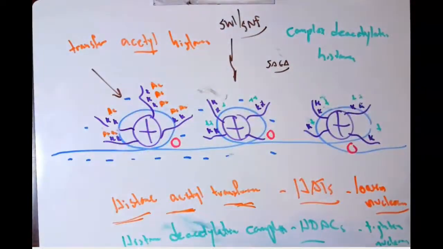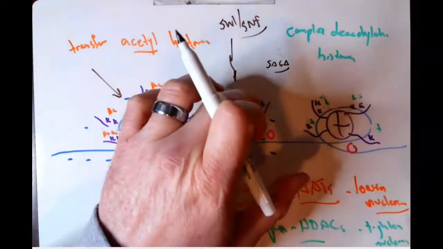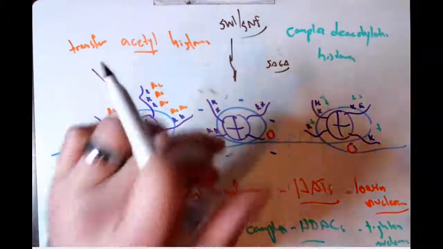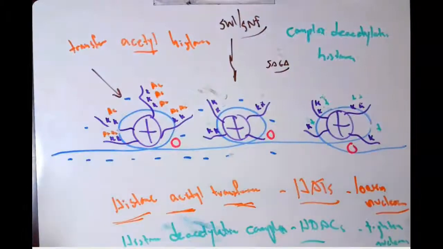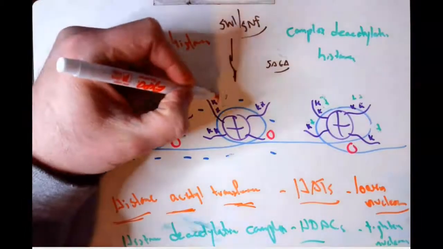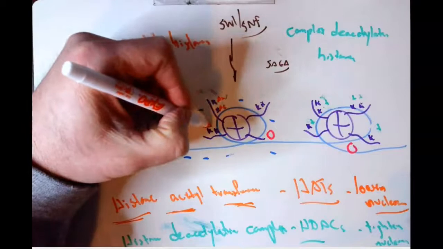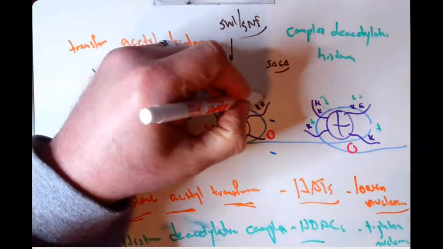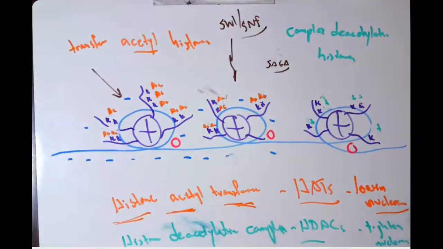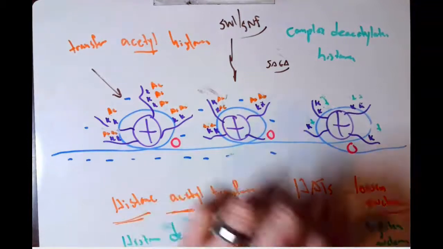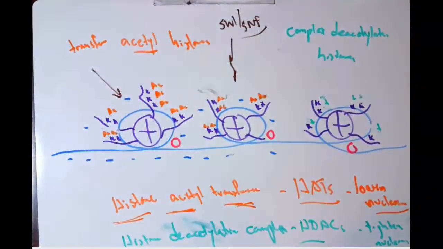You don't need to know any of that. But what you do need to know is that when SAGA is called in, because it's a HAT, it is going to remove all those positive charges and substitute them with acetyl groups. It is a histone acetyltransferase. Now this nucleosome is weak. Now the DNA is loosely associated with the nucleosome.